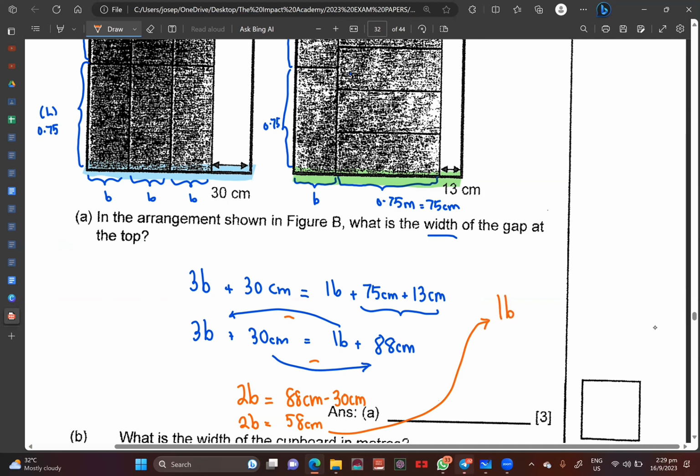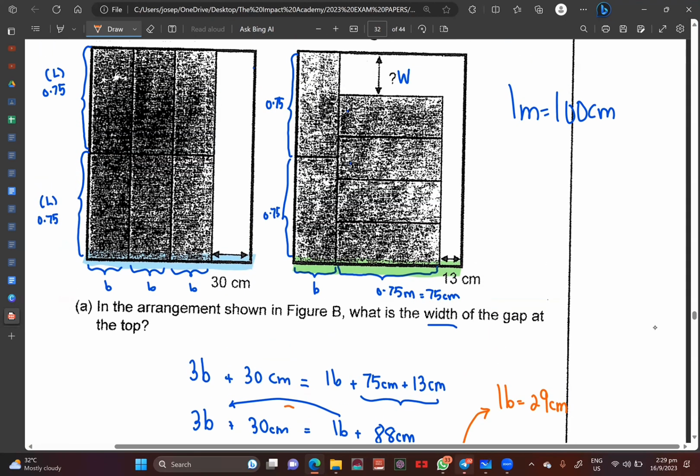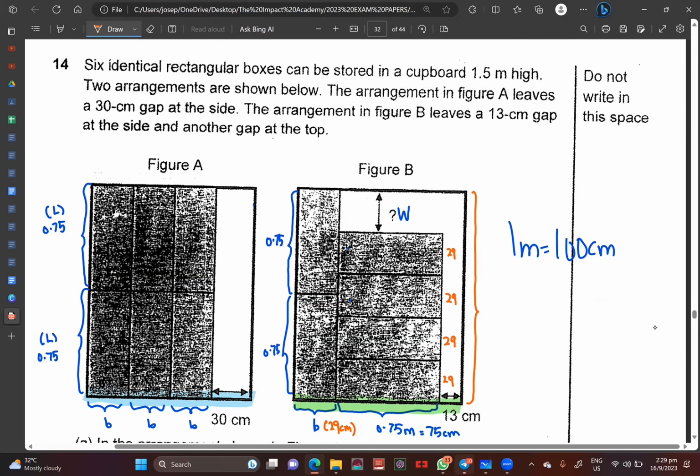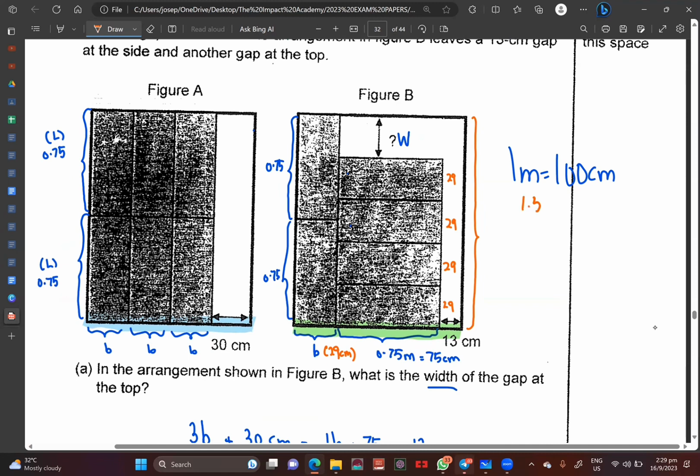Okay, so we will quickly find 1 breadth. 58 divided by 2, we get 29 cm. Does that make sense to you? All right, so what is 29? This is 29. You all agree so far? Okay, perfect. So over here, we know this is 29, this is 29, this is 29, this is 29, isn't it? The whole thing over here is how much? Remember just now we learned that it's 1.5 meters, right? So 1.5 meters, isn't that equal to 150 centimeters? Understand? So can you find the width?